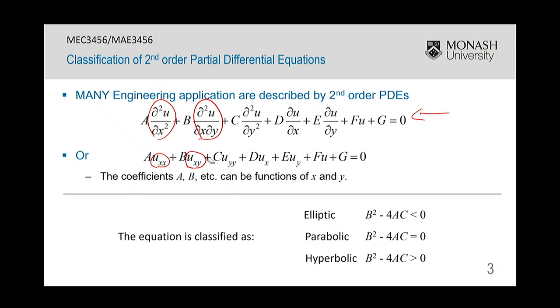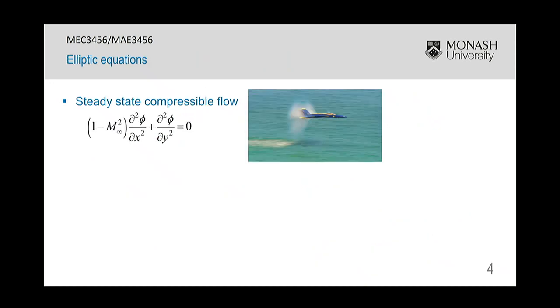Also important is that the coefficients a, b, and c in particular classify the equation as being one of elliptic, parabolic, or hyperbolic. So if b squared minus 4ac is less than 0, it's elliptic. If it's equal to 0, it's parabolic. If it's greater than 0, it's hyperbolic. And the reason these are important to understand is that the solution techniques we need to use to solve for elliptic, parabolic, and hyperbolic equations are different. So that's why we need to classify the equations.